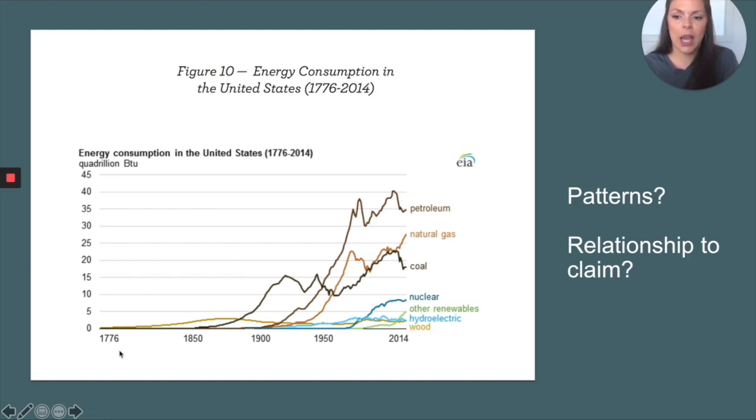So when we look at over time, the energy consumption in the U.S. from 1776 to 2014, we see that some things stay nearly the same, like burning of wood. We have only a slight increase in hydroelectric power, but some of these things increase dramatically. So we want to think about the patterns we're seeing. We're seeing a lot more burning of oil, a lot more burning of natural gas and coal. So what relationship does that have to the claim that we're making? So think through those things, those ideas.